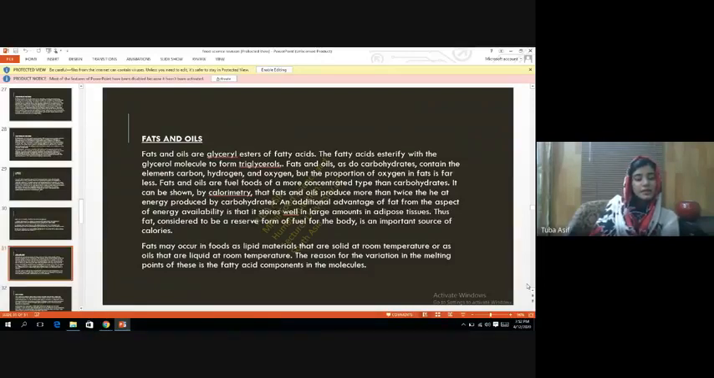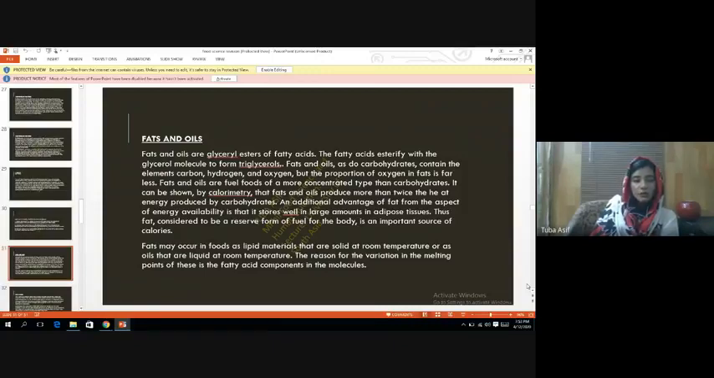As far as health is concerned, we should limit the intake of saturated fat up to 7% of our total caloric intake, because they can lead to various health disorders, commonly targeting heart and vascular diseases. So fats and oils are glycerol esters of the fatty acid, and the fatty acids esterify themselves with glycerol molecules, forming triglycerides. And fats and oils, like carbohydrates, contain carbon, hydrogen, and oxygen.